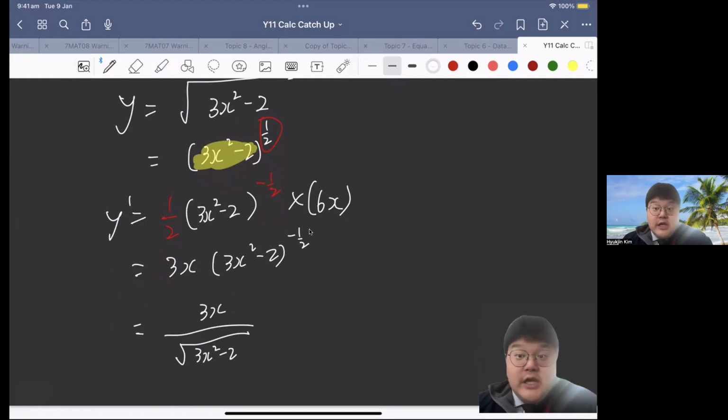That's it for chain rule. And then have a go at the booklet questions and see how you go.